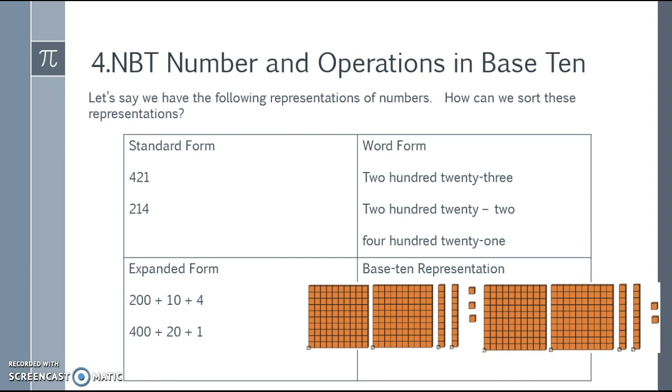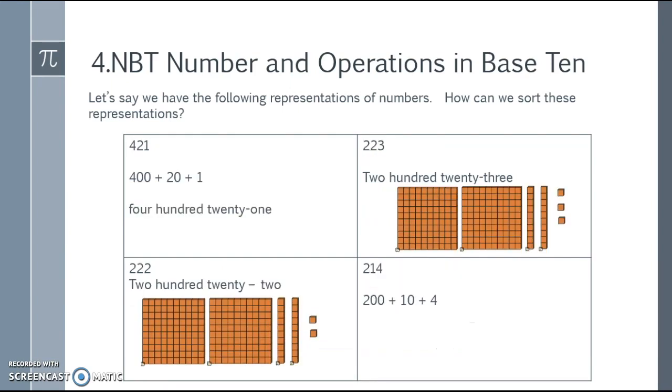So written in standard form, we should have 421 and 214. The word form, expanded form, and base 10 pieces. This may not have been the way you would have sorted when presented this problem. Rather, my first inclination is to sort them out based on which number they represent. So writing 421 using numbers, expanded form, and the written word, 214 using the standard form, written form, and base 10 pieces.